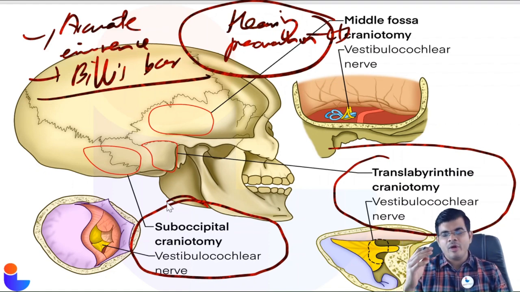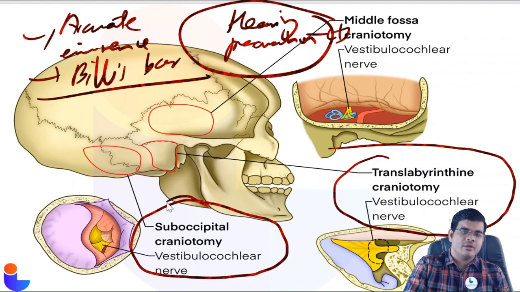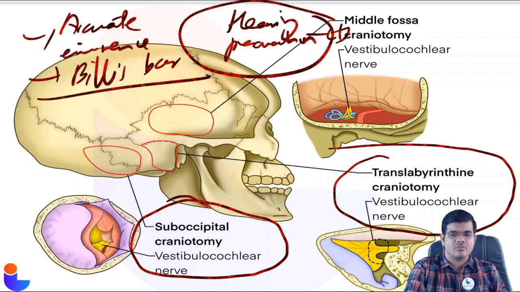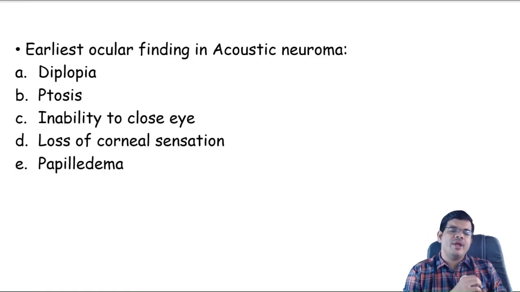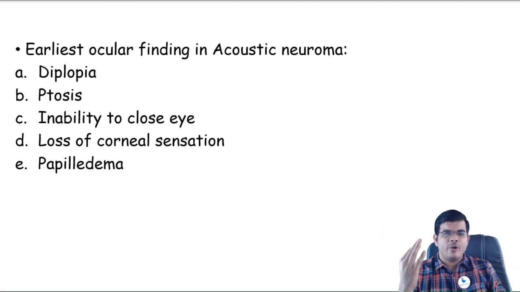Now coming to one of the most commonly asked questions from this topic. What is that? What is the earliest ocular finding in acoustic neuroma? Is it diplopia, ptosis, inability to close eyes, loss of corneal sensation, or is it papilledema? What do you think?